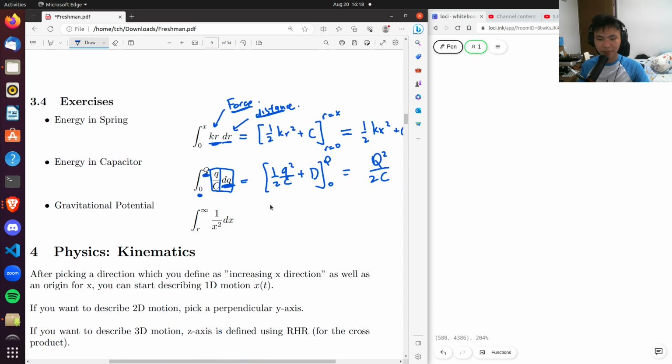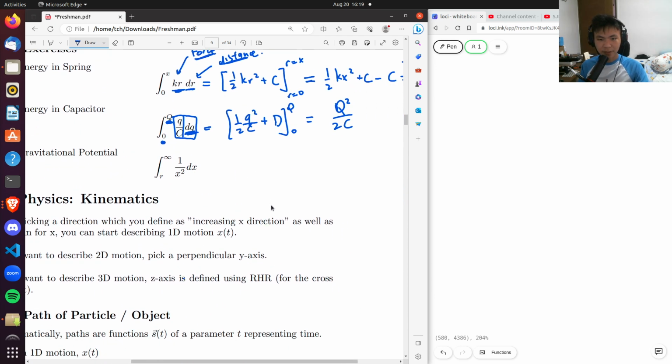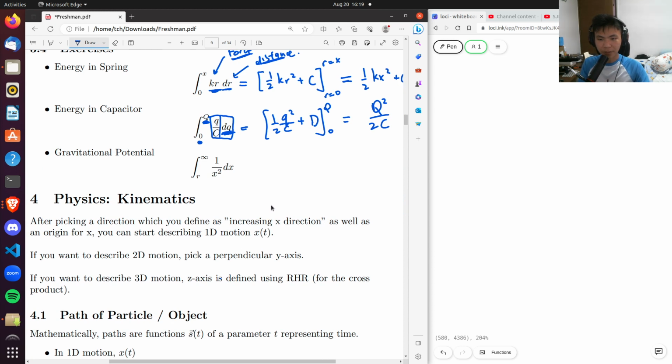So yeah, don't worry if you don't understand that. I'm just trying to give a bit of physical context for what we're doing when we perform this integral. But we'll go into electrostatics a lot more in future. So okay, that's the energy in the capacitor.